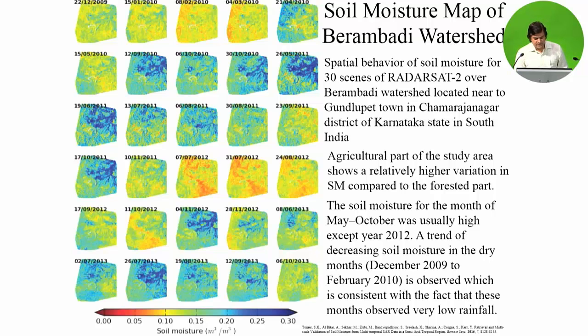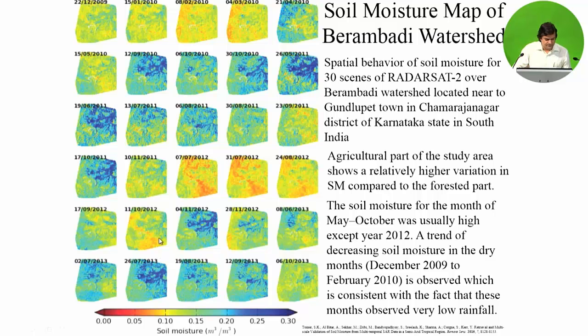Now this study was carried out with the help of 30 scenes of RADARSAT-2 data over the Berambadi watershed, located in Karnataka state, South India. Here this shows the change in soil moisture due to change of season and year. Soil moisture is represented in terms of volume, so blue color represents the maximum soil moisture and red represents the minimum.